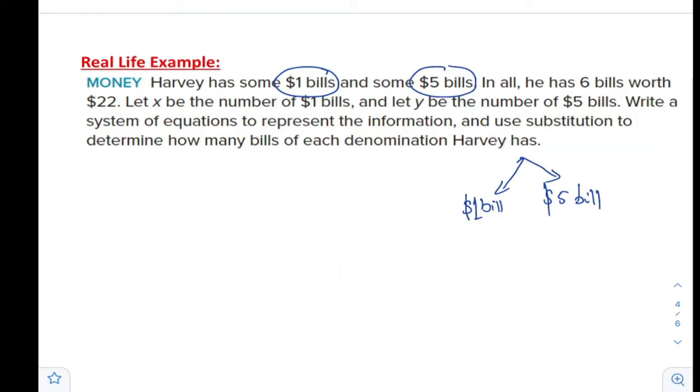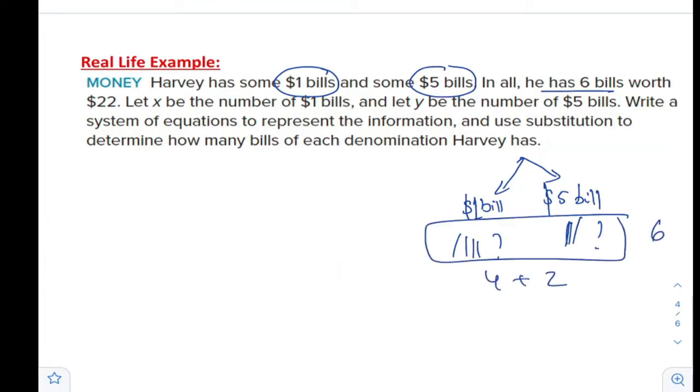In all, he has 6 bills. So we don't know here how many bills we have. We don't know. So we will have totally, their sum is 6. So it might be 4 plus 2 or 2 plus 4 or 3 plus 3 or 1 plus 5. We never know. So let's see how we can write equations. And the total value of bills is worth $22.